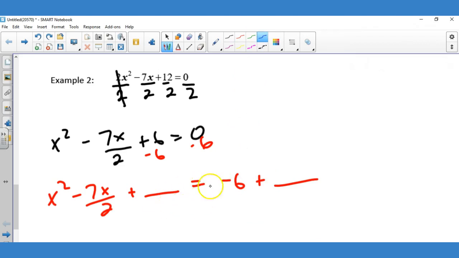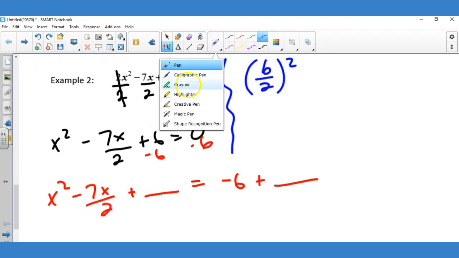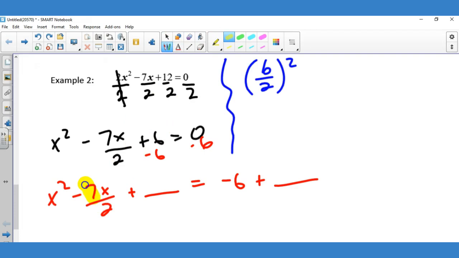So now, we've got to look at the whole b over 2 squared equation. Remember, this is what we use to actually complete the square. So b is negative 7 over 2, guys. This is b, right here. So if I take b, negative 7 over 2, we're going to divide by 2, and then we're going to square it.